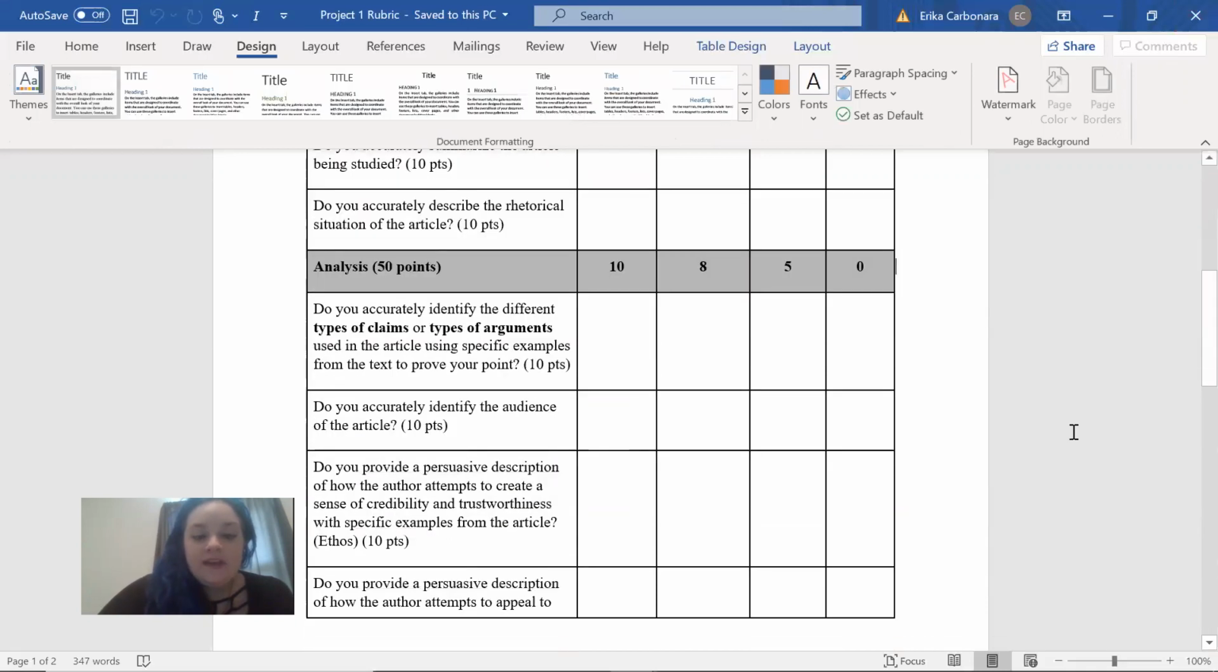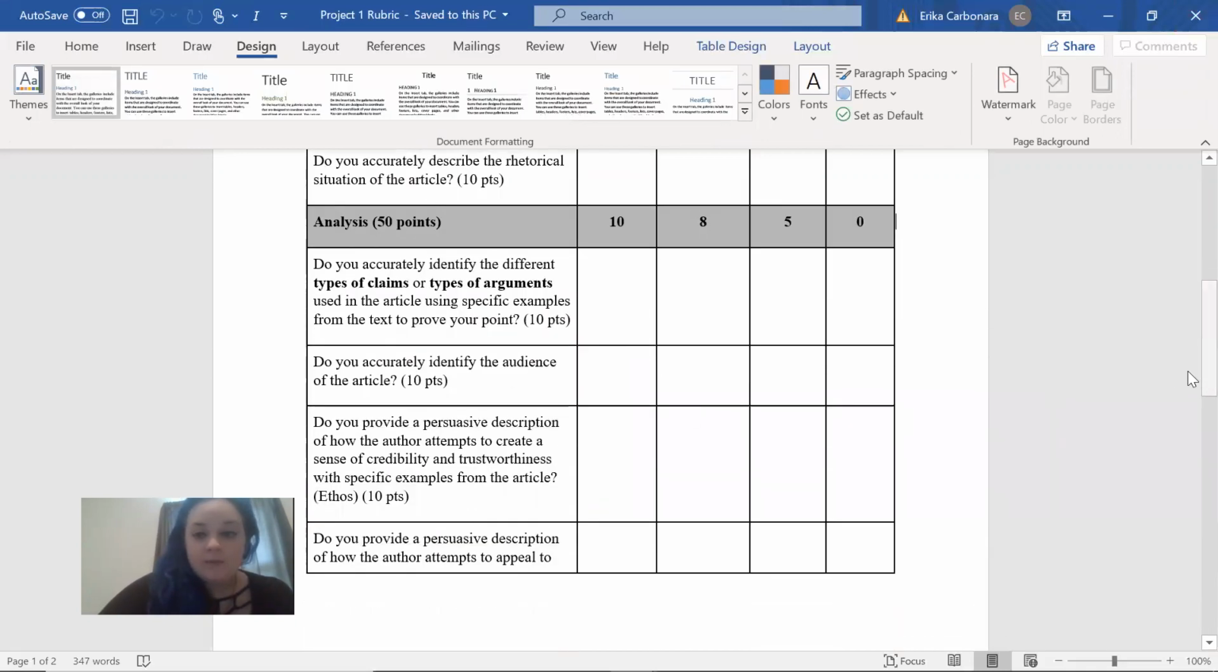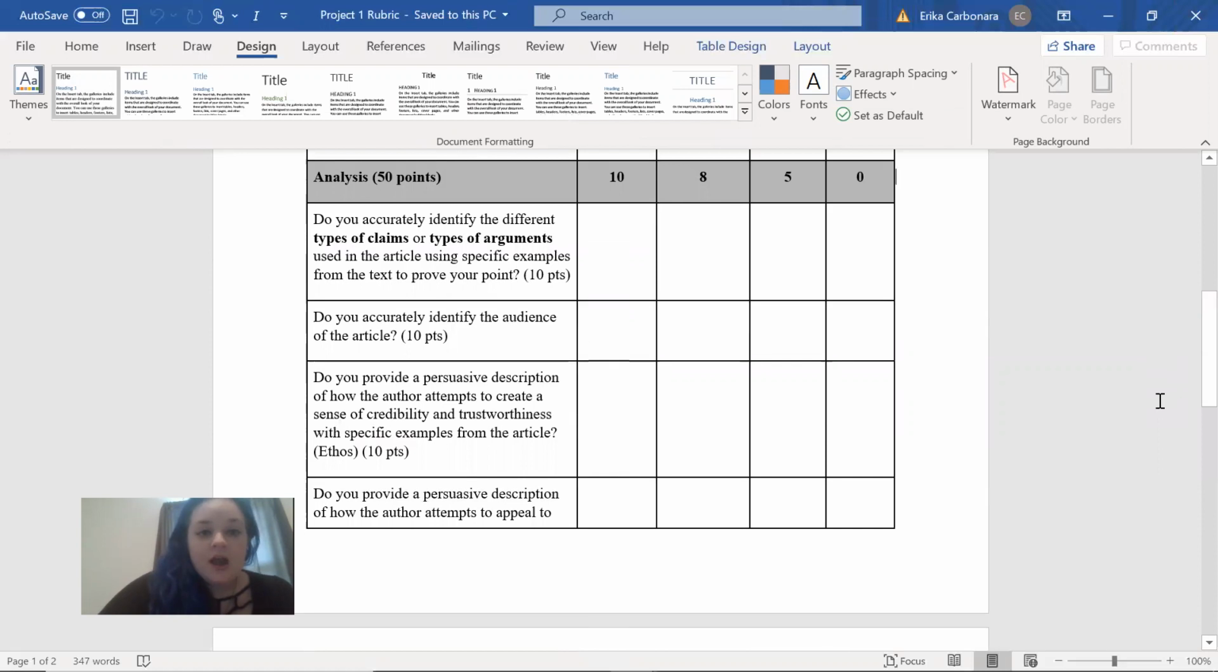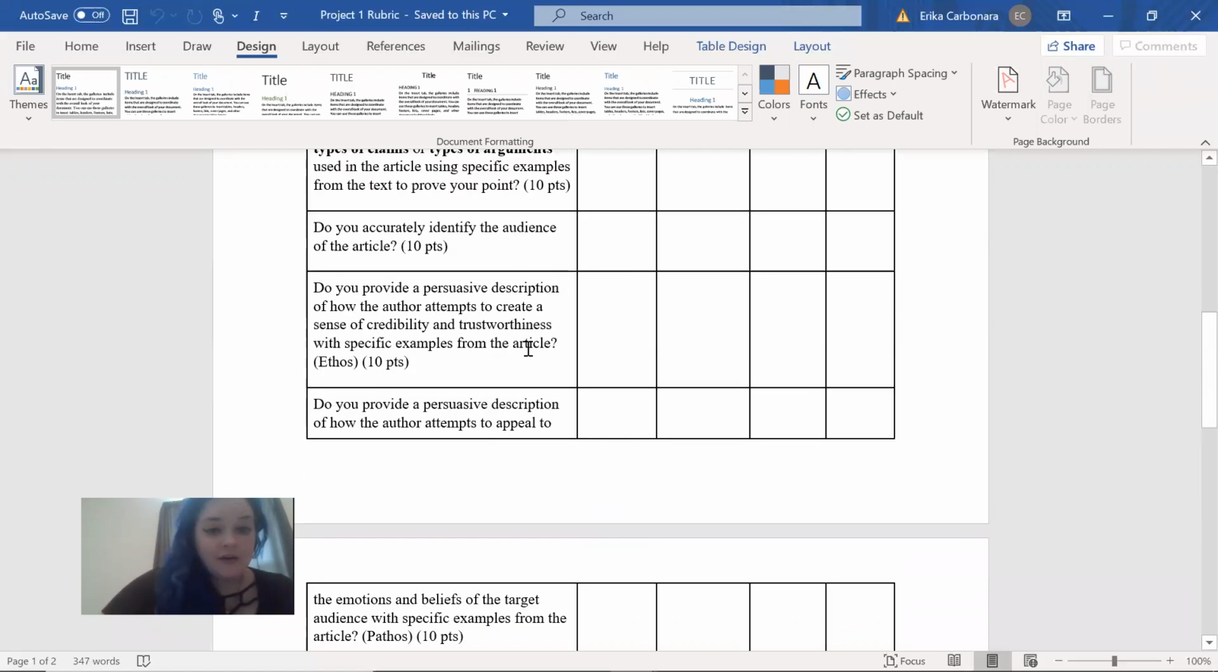And then as you can see, the analysis component will be the majority of the points here. So make sure you have all of these things. You want to make sure that you identify types of claims or types of arguments. As you'll see, it says or, so you don't have to do both. I understand that that might get very long and wordy, but instead you should look for types of claims or types of arguments that you're seeing that author use. Okay? Identify the audience of the article.